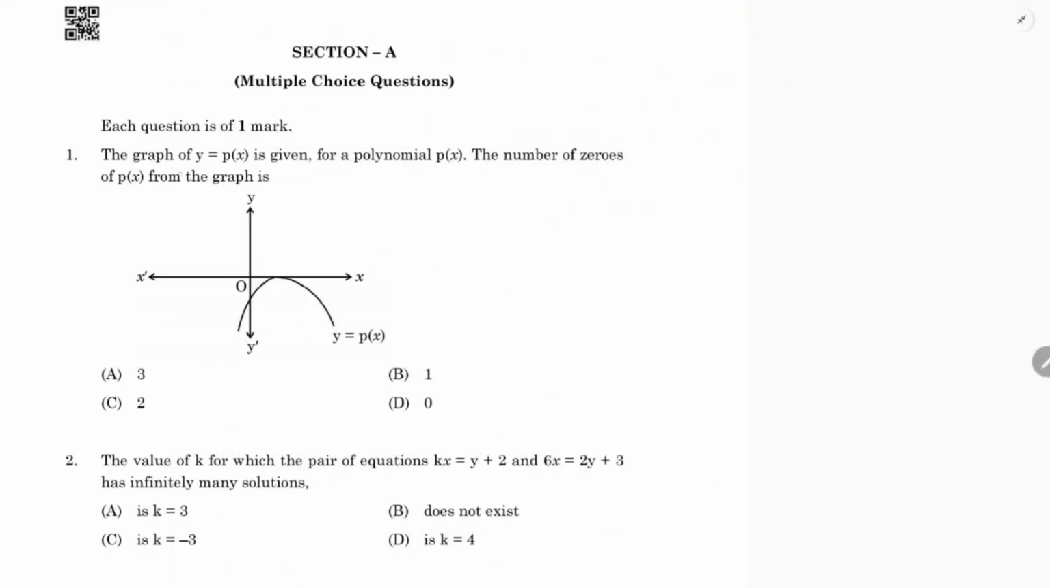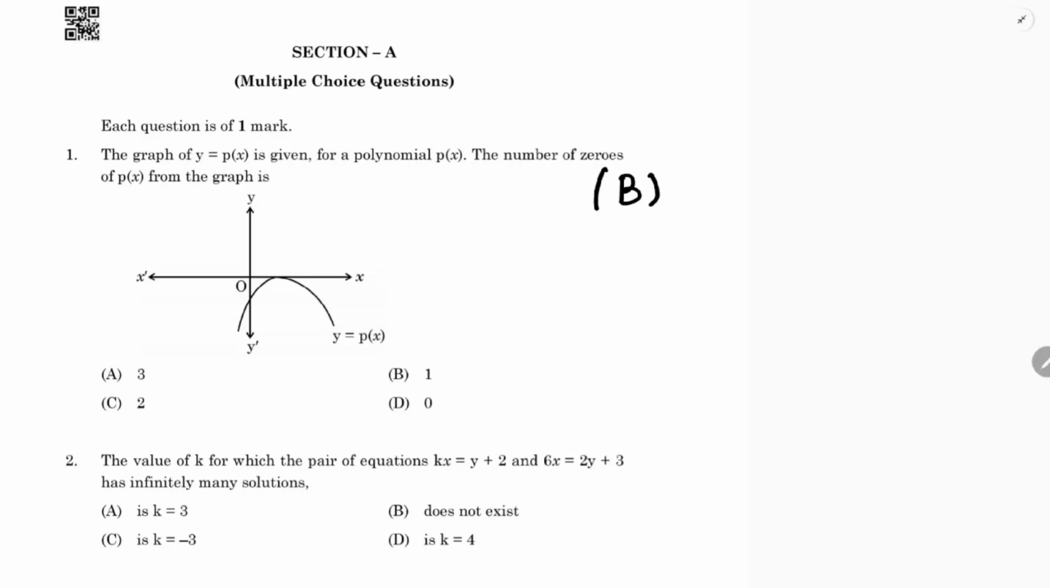The first question is, the graph of y equals p of x is given for a polynomial p of x. The number of zeros of p of x from the graph. See here, the graph touches the x-axis at 1 point. So the number of zeros, it cuts at only 1 point, so 1 zero. So the correct option is B. The correct option is B.